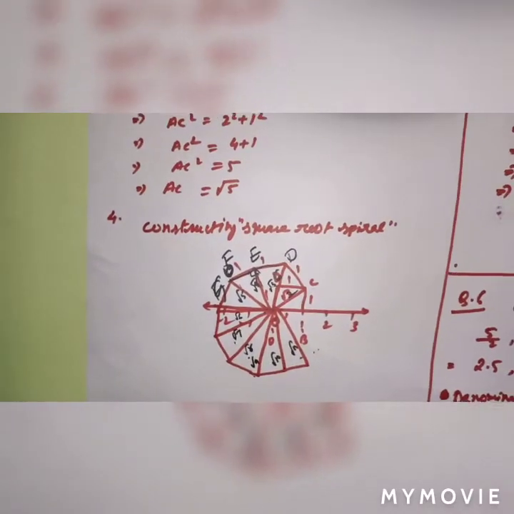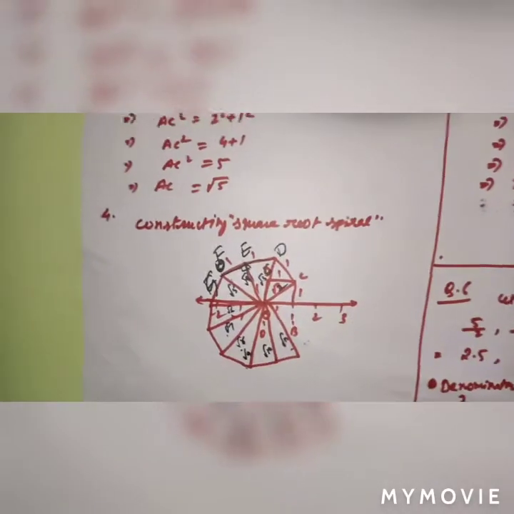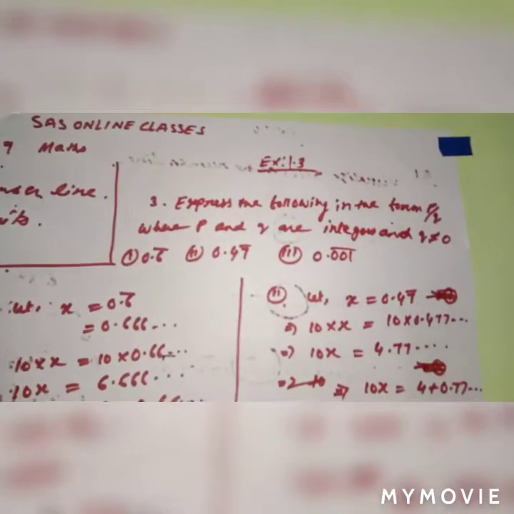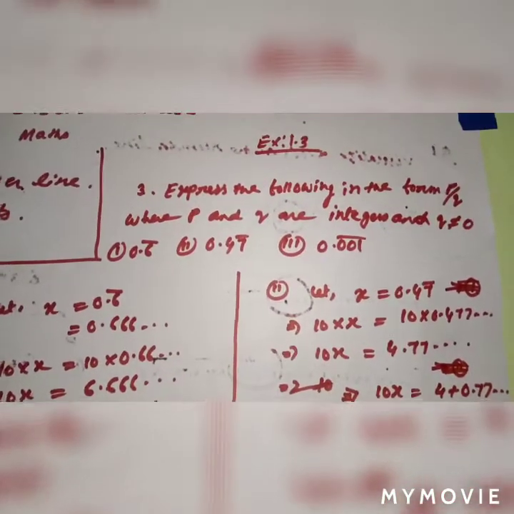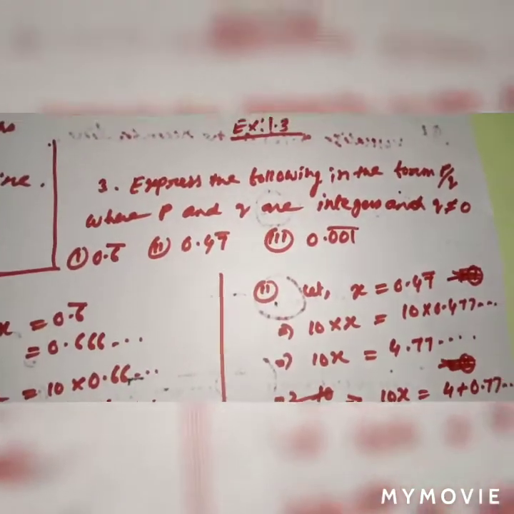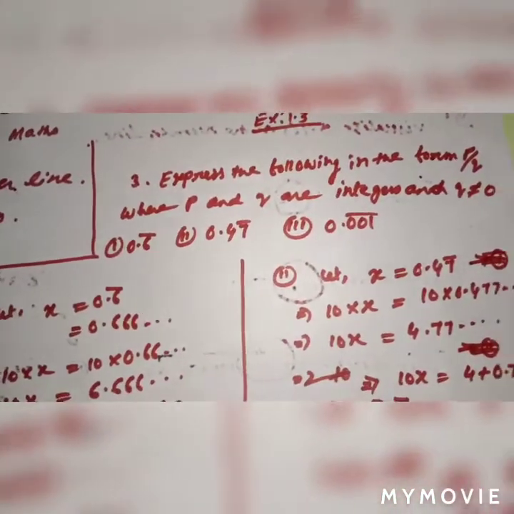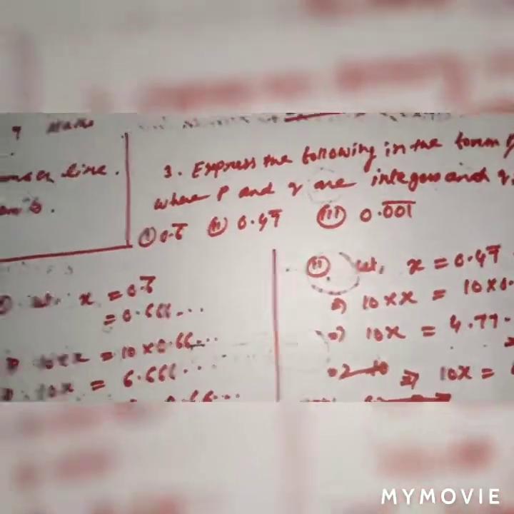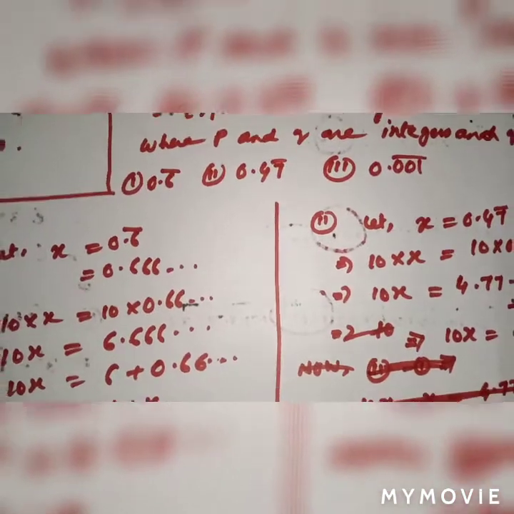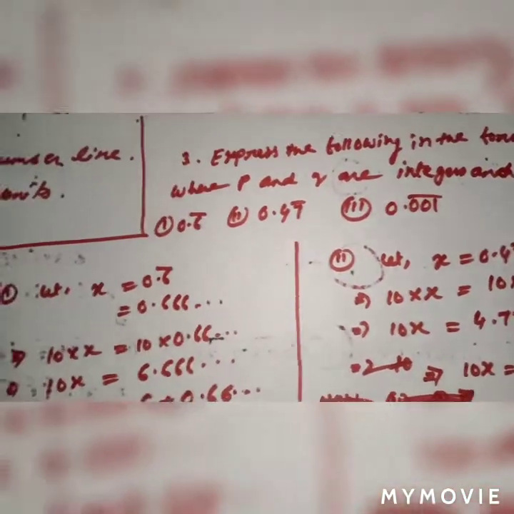What is there in exercise 1.2. Okay. Now to the exercise 1.3. Express the following in the form of p by q, where p and q are integers and q not equal to 0. That means here you need to convert from decimal to fraction. I mean, this decimal expression is terminating or non-terminating but repeating.